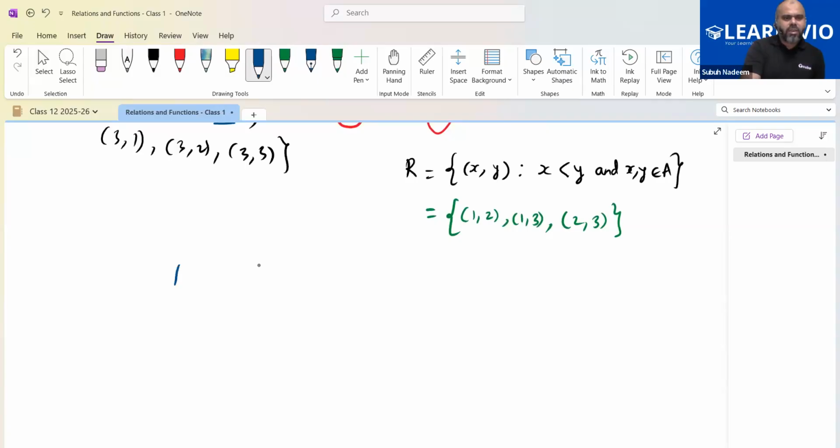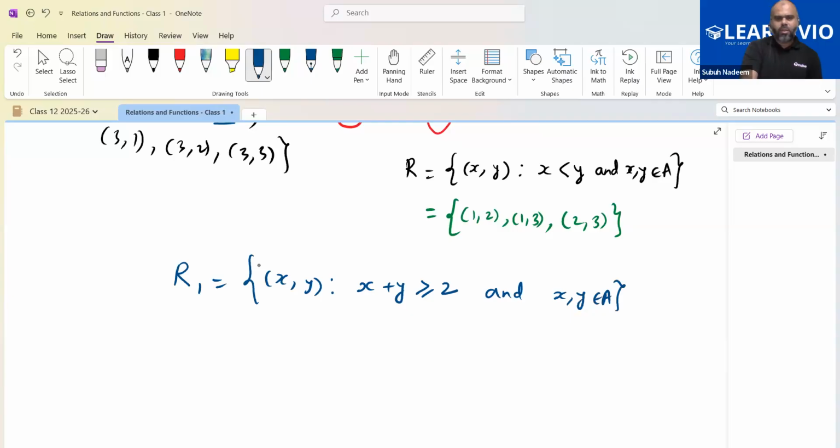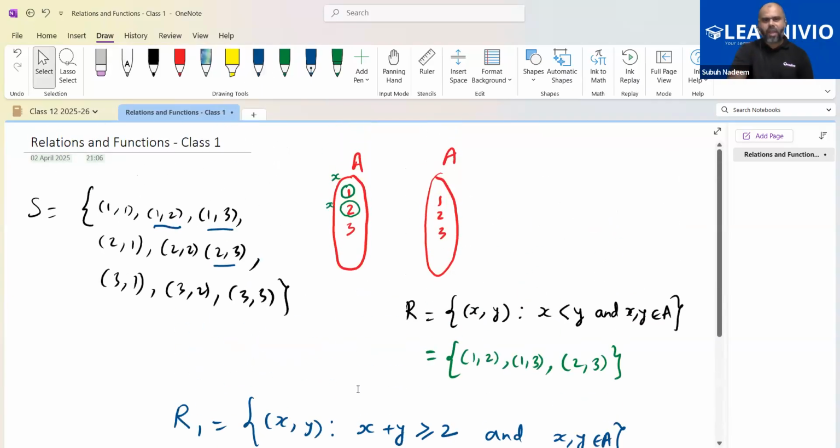Suppose R is a relation. Now R1 is a relation (x, y) such that x plus y is greater than or equal to 2 and (x, y) belong to A. Now first write till here, then I will ask you what will be its tabular form. Have you understood this? Yes, sir. Okay, first write till here.